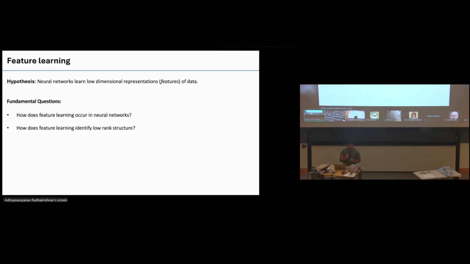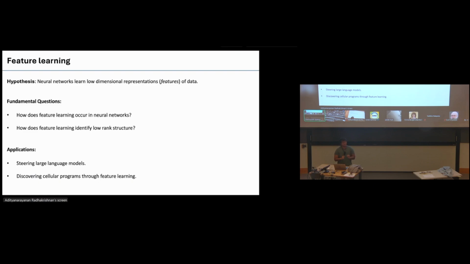The first one is, how does feature learning actually happen in neural networks? What does it mean for feature learning to happen? The second one is, how does feature learning identify low rank or low dimensional structure in data? We're going to talk about how we began to answer these questions, and then talk about two major applications of answering these questions.